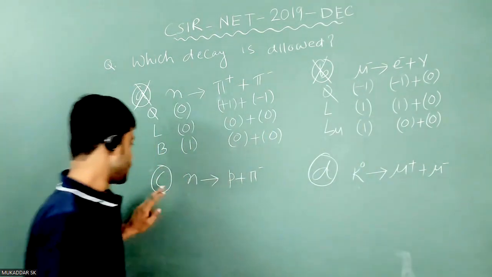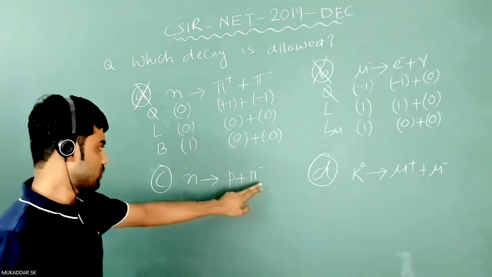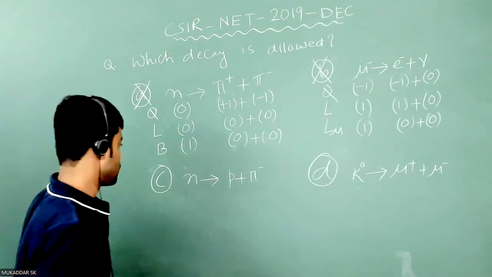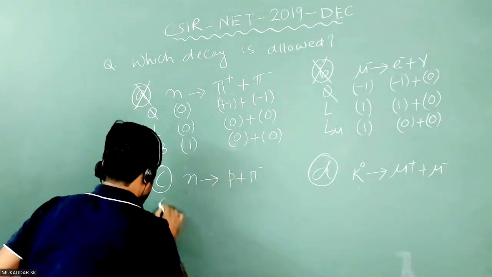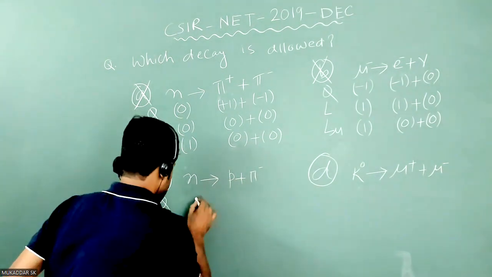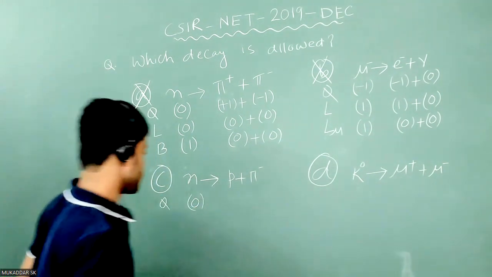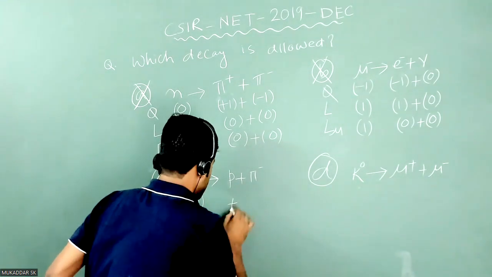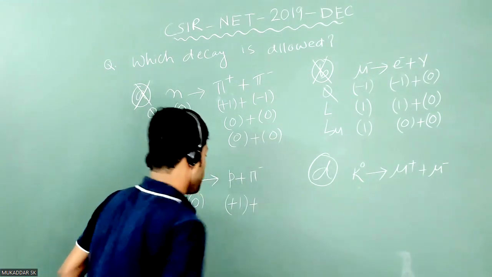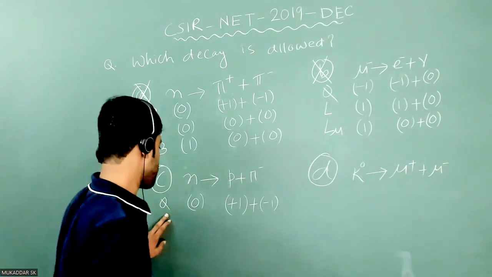Now we'll check decay C, that is N goes to P plus pi minus. Let us check the charge conservation. N is neutral, so obviously this number will be 0. Proton is positively charged, so this number will be plus 1. And for pi minus, this number will be minus 1. So charge is conserved here.